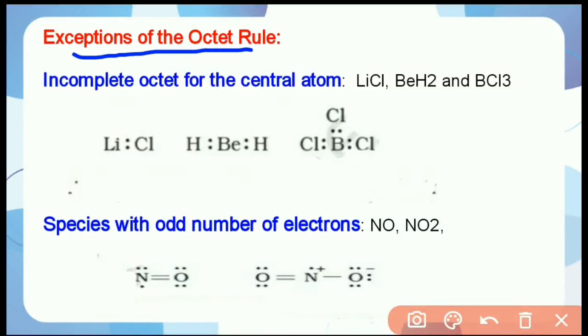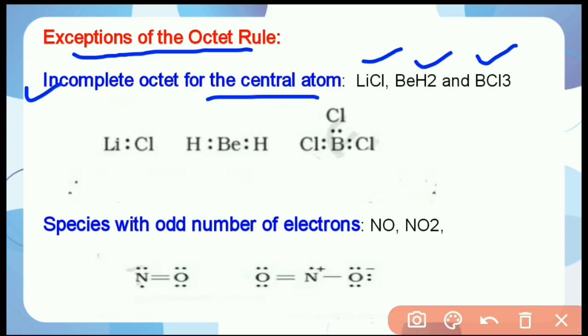Exceptions to the octet rule. It is mainly useful to understand the structure of compounds and applies to the elements of the second period of the periodic table, but it is not universal. Some exceptions are there. First, incomplete octet for the central atom. For example, lithium chloride, beryllium hydride, and boron trichloride.